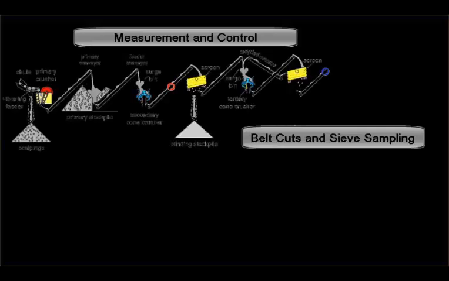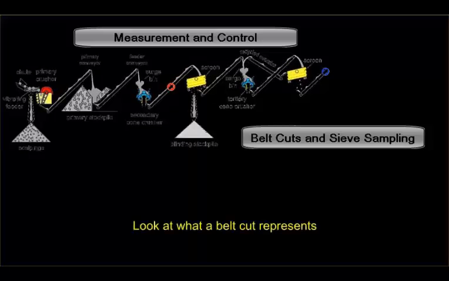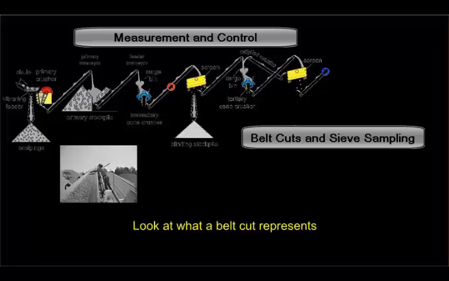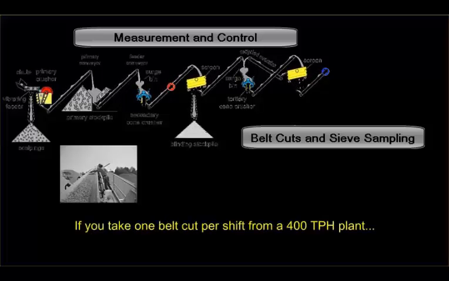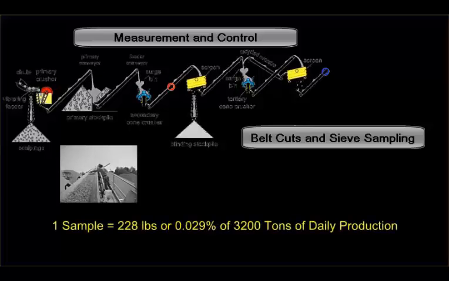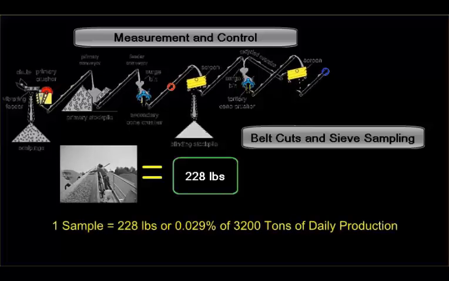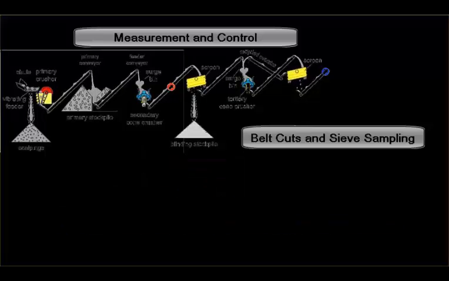But belt cuts and sieve samples cannot be relied upon for controlling the production process, and here's why. Look at what a belt cut represents. For example, if you take one belt cut per shift from a 400 ton per hour plant, that cut represents approximately 228 pounds, or 0.029% of the plant's 3,200 tons of daily production.